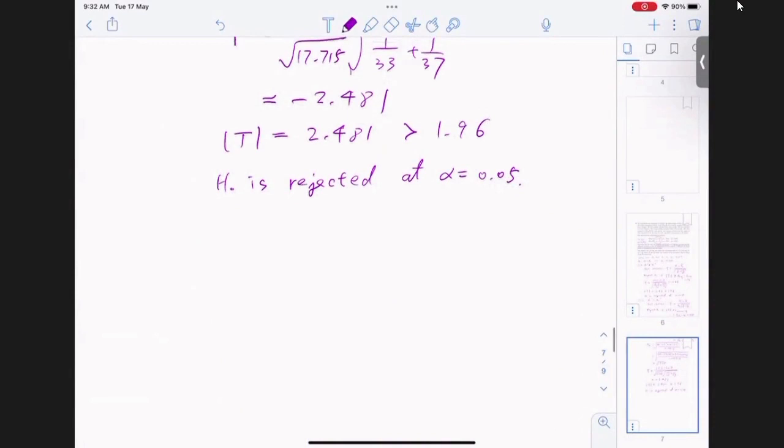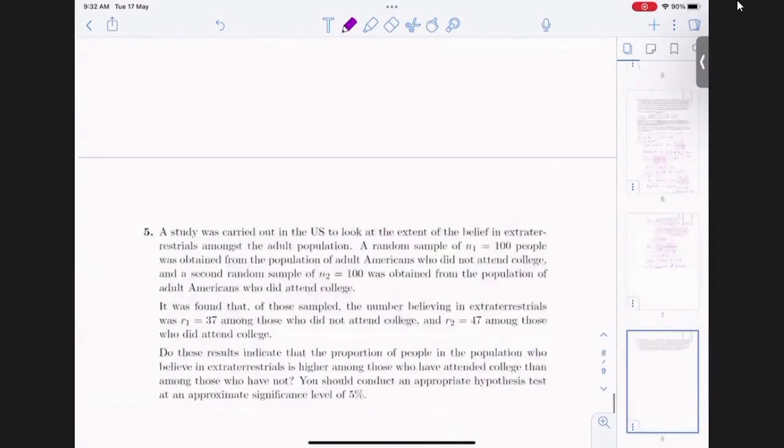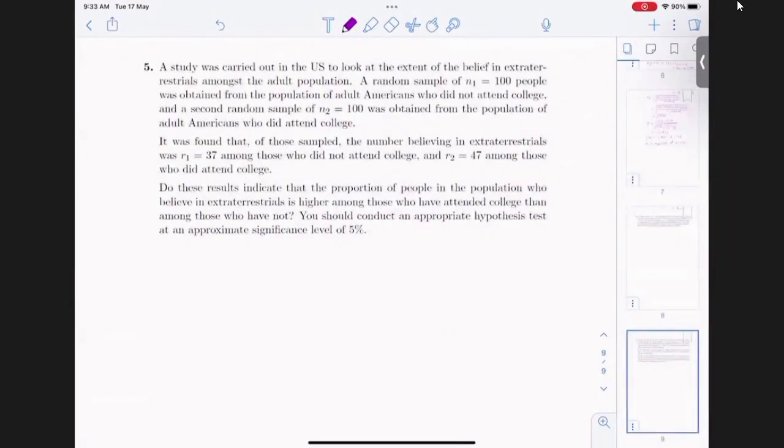Now, we can move on to question number 5, which is another kind of test involving population proportions. So the first step also try to identify the null hypothesis and the alternate hypothesis. Okay. So try to spend a little time to work on this question, and let me know if you have any problem.